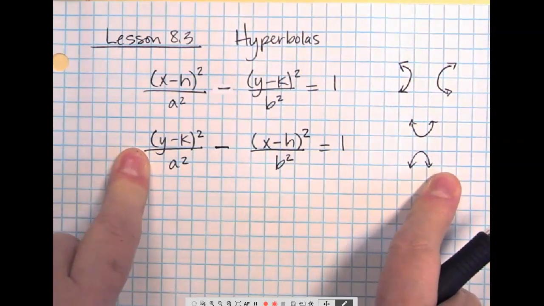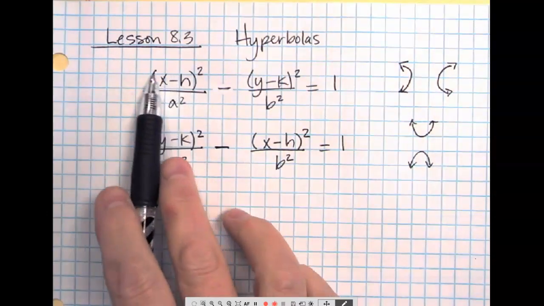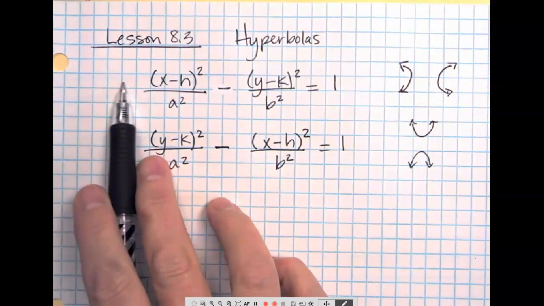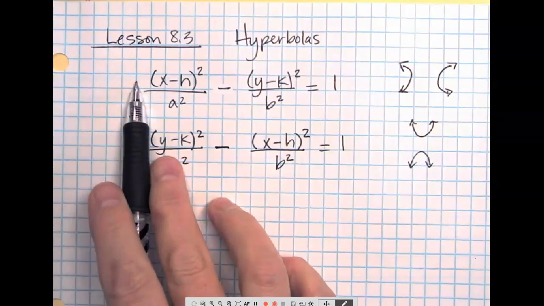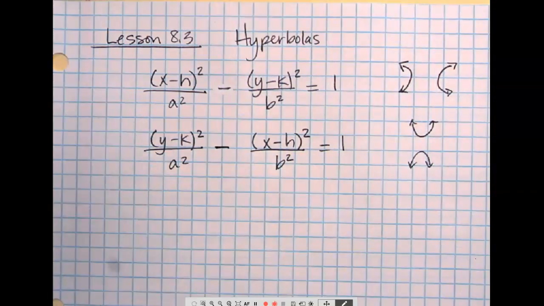Yes? So is it if the x term is over a squared, then it would go out like this? Or what if there was a negative in front of the x? Okay, if there was a negative here, there would have to be a positive here for it to be a hyperbola. So with a hyperbola, only one of them will be negative. Always the one in front is going to determine. The positive one determines which way it goes.